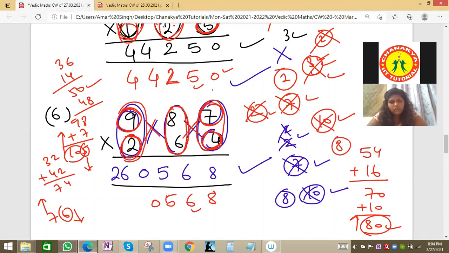At the end we will multiply straight. So 9 2 is 18 and 8 is 26. So this is the value.